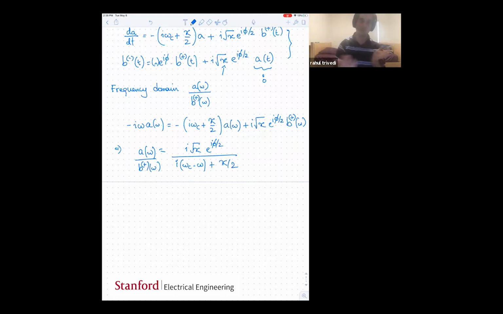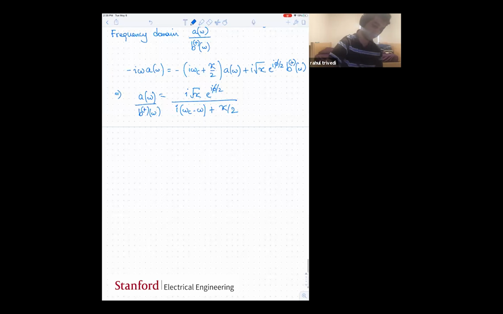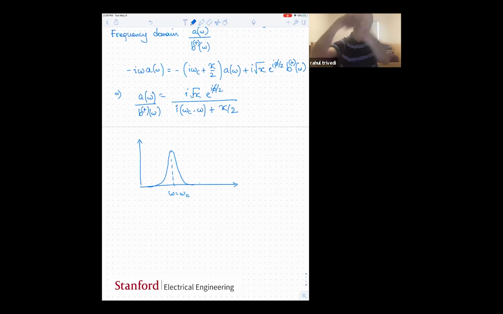So what this model is telling you is that the amount of energy inside the cavity is a Lorentzian in frequency. If you plot this out, you'll get a resonance at omega equal to omega C, which makes perfect sense. If you're exciting it with an input that is very close to the resonant frequency of the cavity, you'll see that the energy inside the cavity becomes very, very large. And as you go away from the resonance, the energy inside the cavity becomes 0, something that we completely expect.